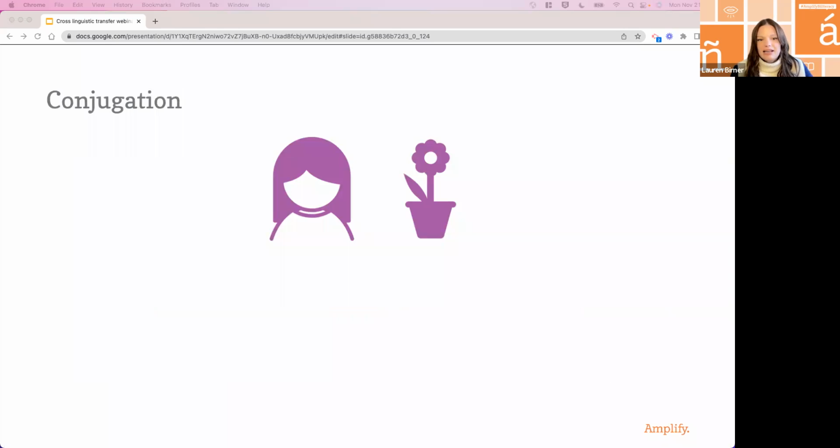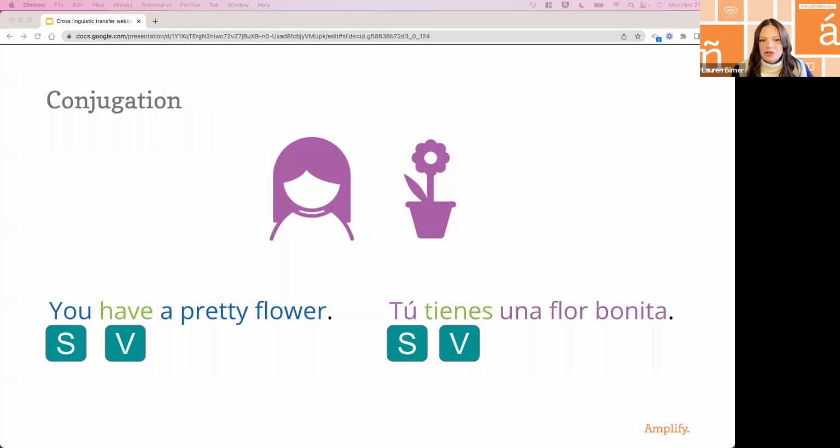The next piece to look at is conjugation, right? Conjugation is something that exists in both English and Spanish. Both languages conjugate verbs, but Spanish conjugation is much more specific, which often renders the subject pronoun unnecessary, because we know that you is implied by the conjugation of tienes. The pronoun tú is not necessary to convey the meaning in the sentence, right? "You have a pretty flower." We need to include that you to indicate who it is that we're talking about. In Spanish, though, we don't have to say "tú tienes una flor bonita," because tienes already tells us who it is that we're talking about.